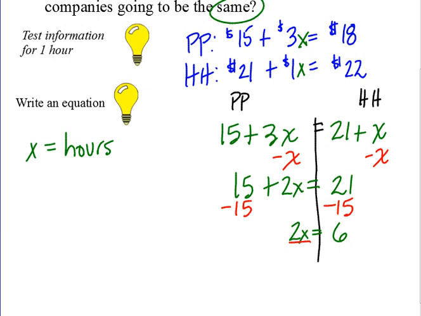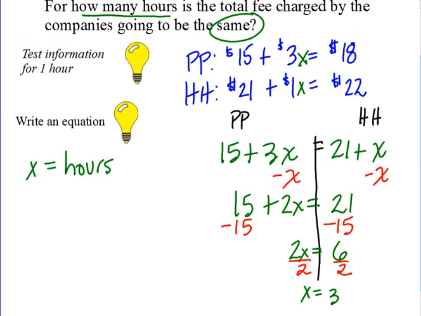Then we're going to divide both sides by 2. And we find out that x equals 3. So how many hours is the total fee charged by the company going to be the same? The answer is going to be 3 hours. So hopefully that helps you a little bit more in understanding how to use variables on both sides and to solve a real world question as well.